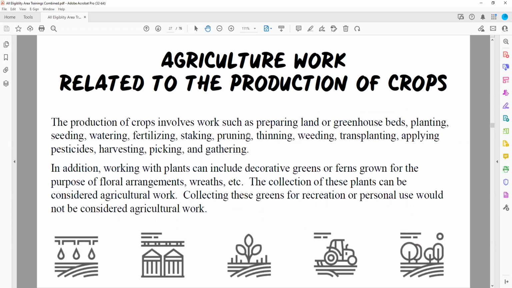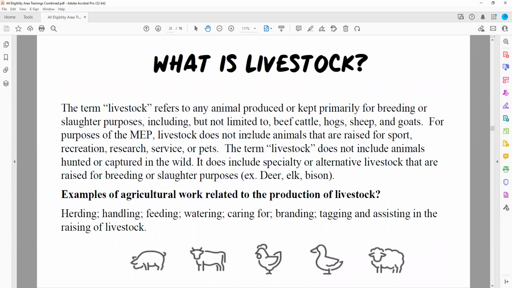Also, it could be in a greenhouse. It could be planting, seeding, watering, fertilizing, staking, pruning, thinning, weeding, transplanting. You can see there's lots and lots of different types of jobs in agriculture that can qualify. Sometimes it may be, here it mentions decorative greens or ferns that you're making for floral arrangements. The beginning part of that process could be eligible, but once you're actually making the wreaths, then it may not be eligible. Livestock, those mean all the things that most of us know, your beef cattle, your hogs, your sheep, goats, things like that.